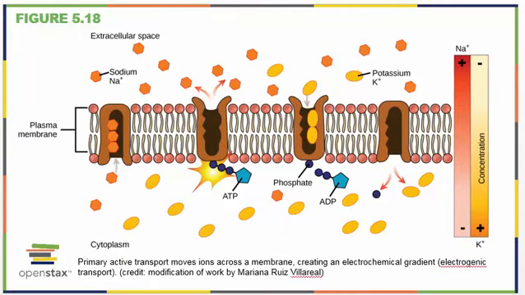Primary and active transport can work together to move ions across a membrane, creating an electrochemical gradient that can be used for various cellular processes. One of the most important pumps in active transport processes is called the sodium-potassium pump. There are 6 steps in this process, and it explains what's going on in this picture here.